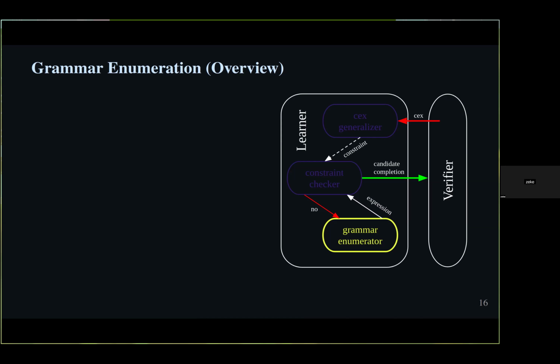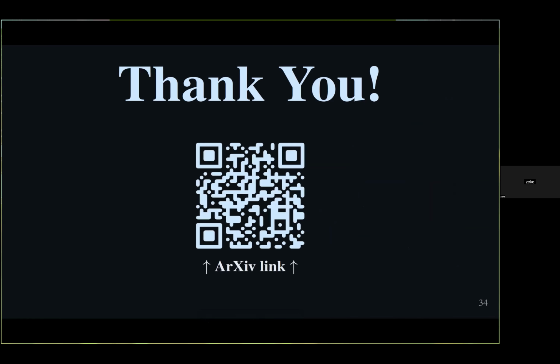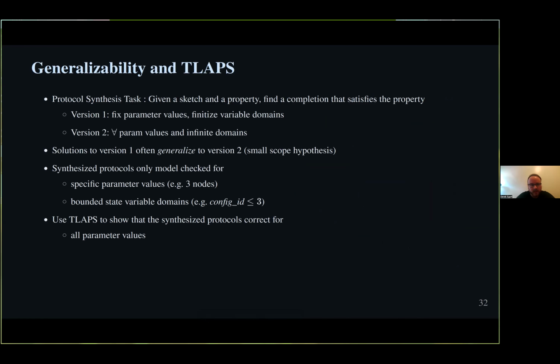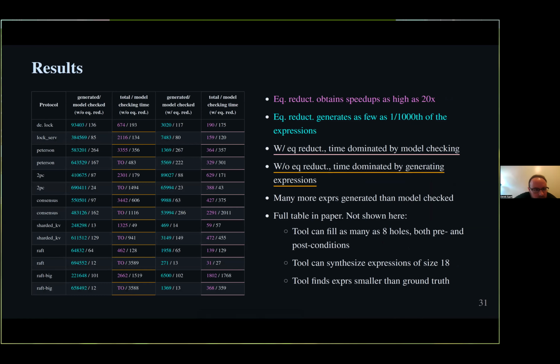Yeah. I'd be curious how much of the search space each of these generalized constraints is cutting off. Yeah, I guess we can maybe estimate that if we look at this results table. So if we just look at the first row, this decentralized lock row.